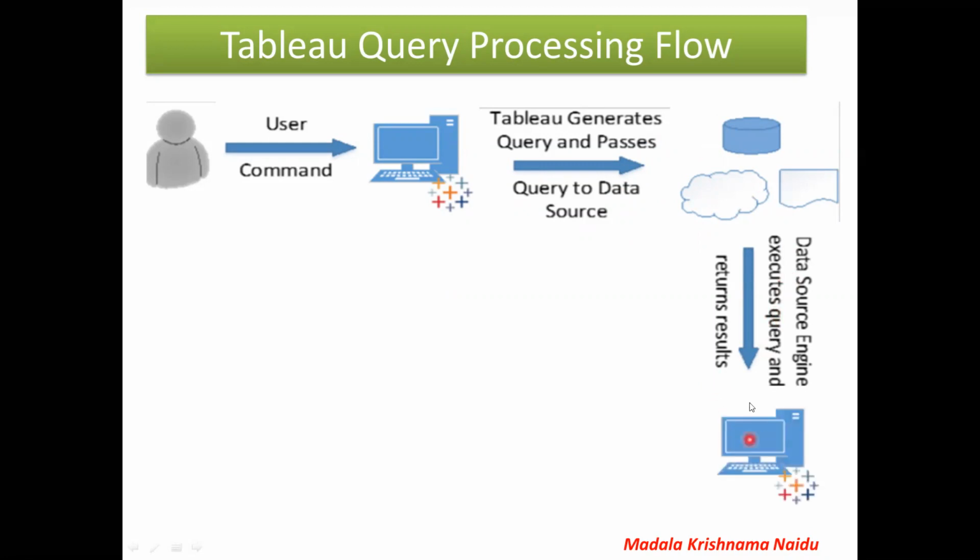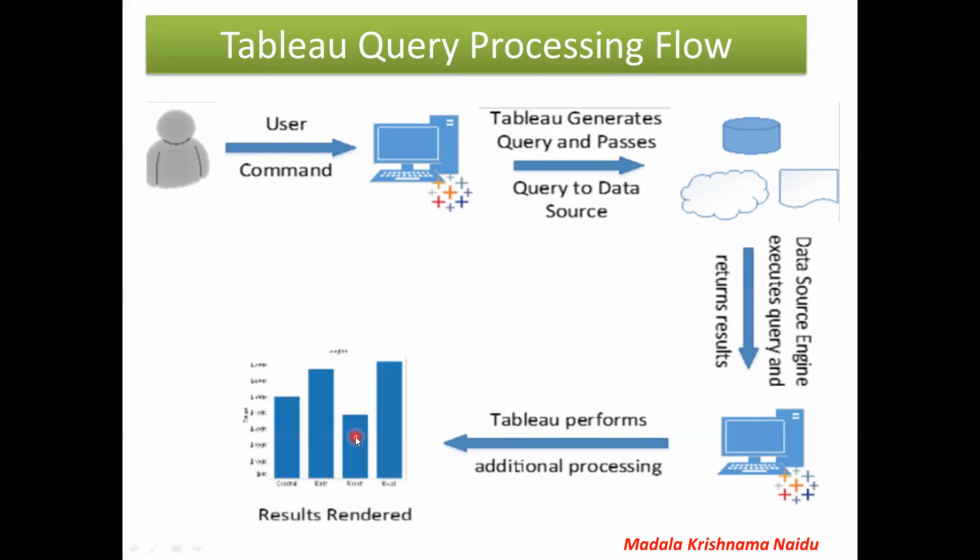The result is given to our system, then Tableau performs some additional operations. For example, if you drag any measure, the default aggregation is sum. If you are using table calculations, they are applied at the table level. These operations are performed at this level, and finally we get the output of that result. So this is how the process is followed.